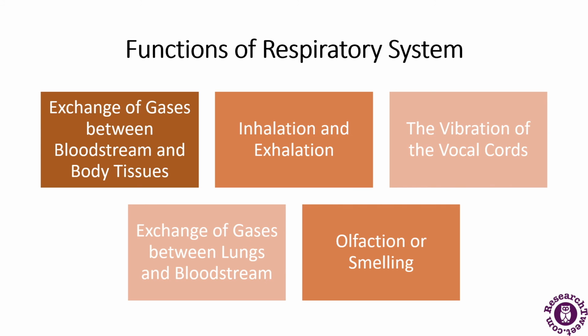Next is the exchange of gases between the lungs and the bloodstream. Inside the lungs, the oxygen and carbon dioxide enter and exit respectively through millions of microscopic sacs called alveoli. The inhaled oxygen diffuses into the pulmonary capillaries and binds to the hemoglobin, and it is pumped through the bloodstream. The carbon dioxide from the blood diffuses into the alveoli and is expelled through exhalation. So this is also a main function.